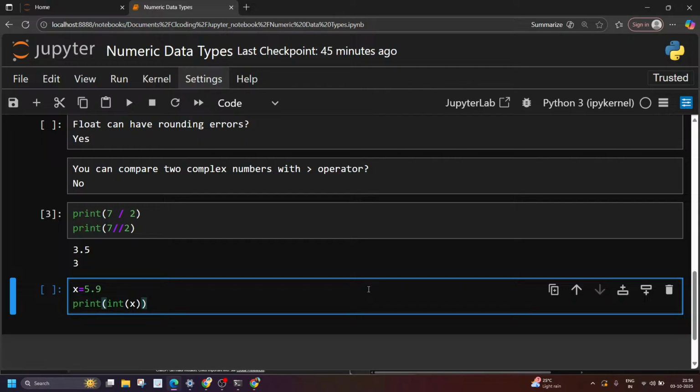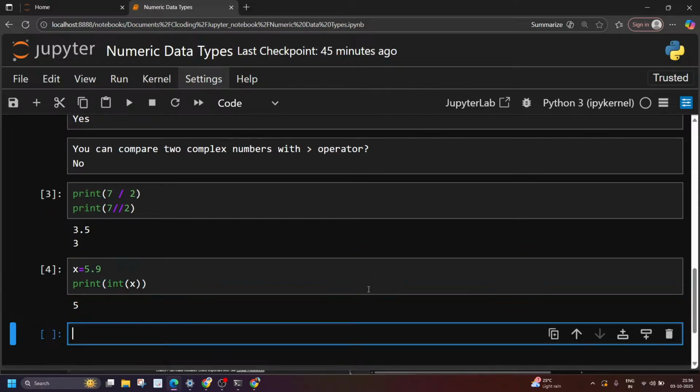Okay, so now we'll see its output also. So it rounded the value and in the integer part it gave us 5.